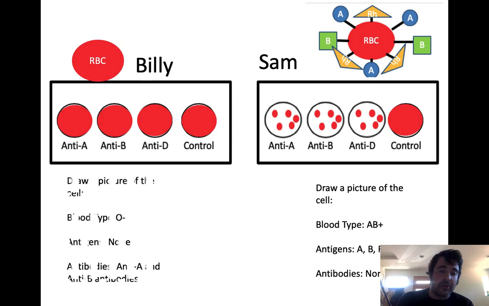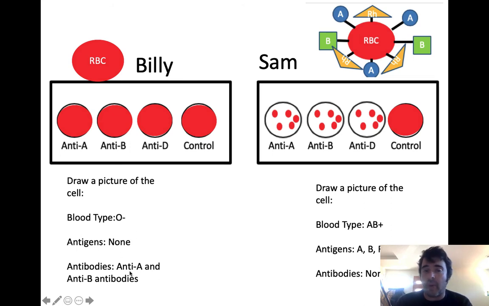So now we do the same with Billy. We say, what blood type is Billy? Well, he's O neg. He doesn't have any antigens on the surface of his red blood cell. We say antigens, none. But if Billy doesn't have any antigens, he will produce antibodies. He'll produce anti-A and anti-B antibodies, right? These aren't the antibodies on the card. These are the antibodies being produced in Billy's bloodstream.